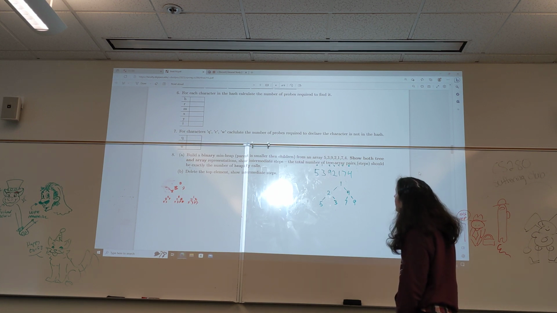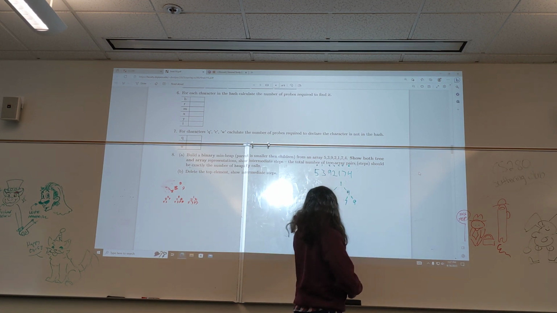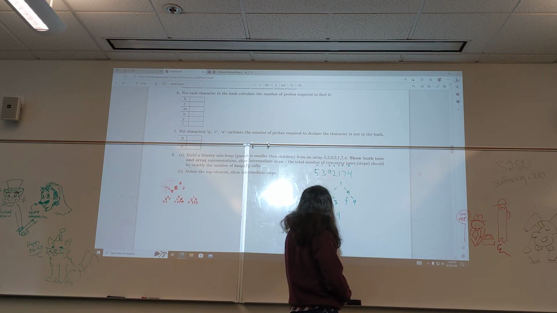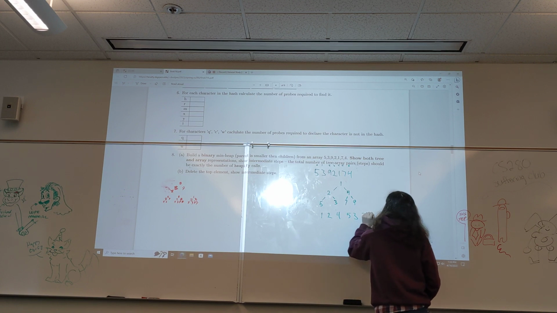And then to represent this as an array, we would start here and say 1, and then 2 immediately follows, and then 4, and then 5, 3, 7, 9.